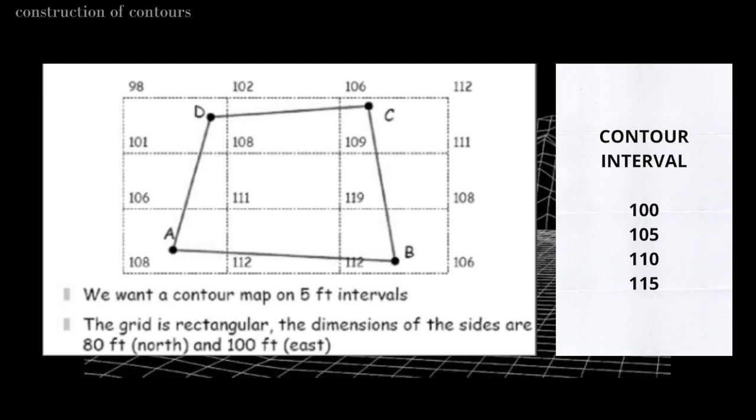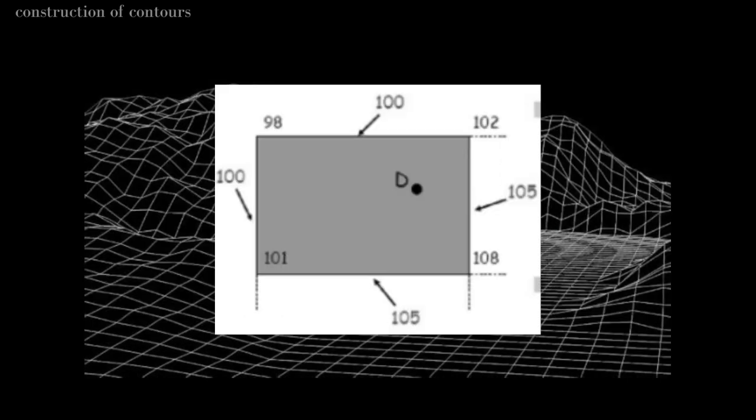As shown in the given problem below, we have a contour map which needs a 5 feet contour interval, and each grid cell has a dimension of 80 feet by 100 feet. If we look closely at the given map, we can see that the lowest point is 98 and the highest point is 119. Knowing that the interval of each contour is 5 feet, we get 100, 105, 110, and 115 as our intervals. Let's take the upper left grid cell for an example. We can see that it has a contour interval in each of its sides.